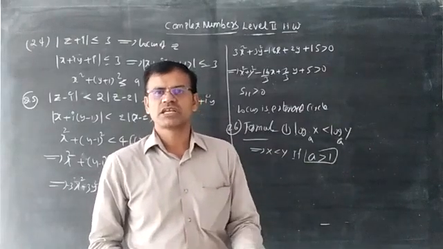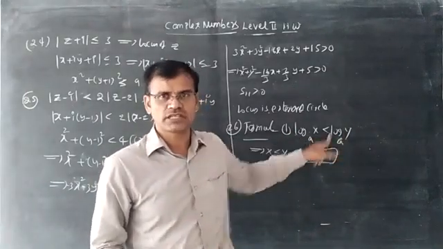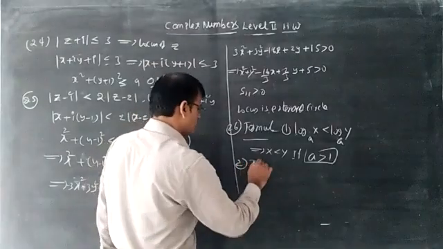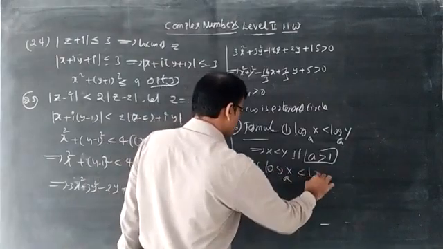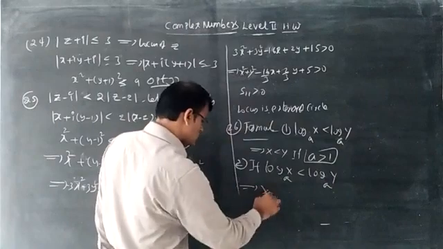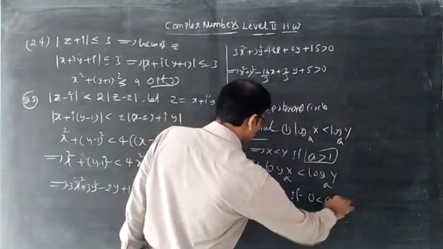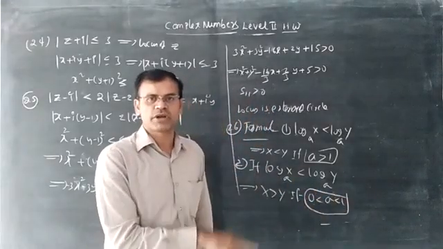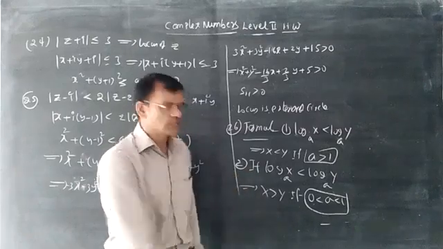And vice versa, if 2 is less than 3 and the logarithms have the same base, where the base is greater than 1, the values keep the same order. In the second form, if log x to the base b is less than log y to the base b, that implies x is greater than y if 0 is less than b is less than 1. That means, for example, if you are getting a base like 0.5, 0.2, 0.3, then the symbols will be reversed.